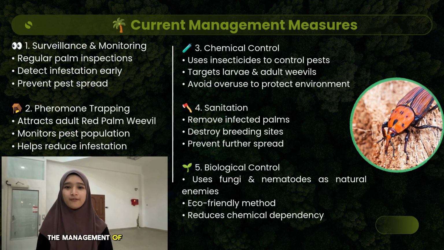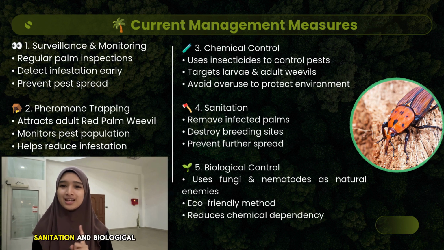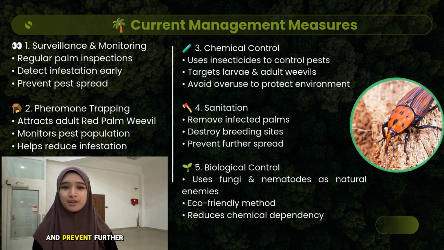Currently, the management of red palm weevil focuses on early detection, monitoring and prevention because the larvae develop inside the palm trunk and are difficult to detect. The main management measures include surveillance and field monitoring to identify early symptoms of infestation. Pheromone traps are also used to monitor adult weevils and reduce their population. Besides that, chemical control, sanitation and biological control using natural enemies such as fungi and nematodes are applied to control the pest and prevent further spread.